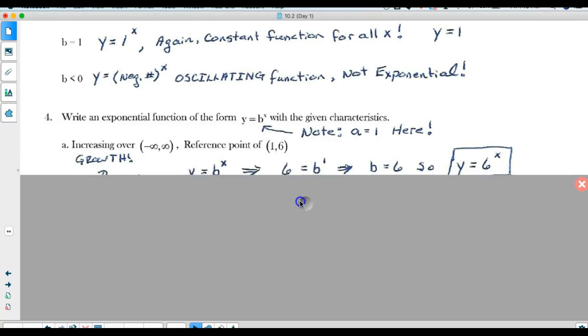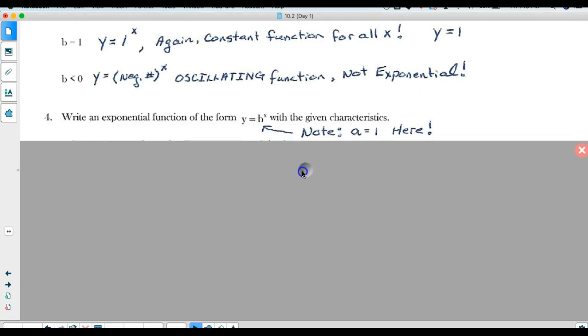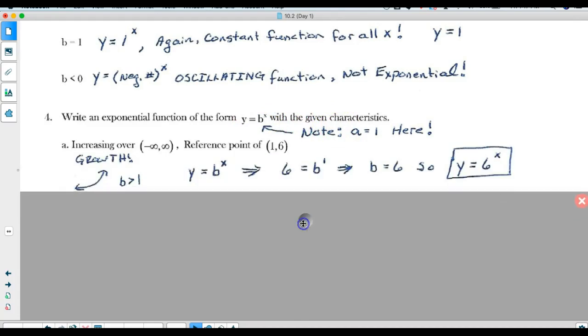And moving right along, write an exponential function. So we're just going to write 3 of these. And now I did put a note here. A is 1 for everything today. Y equals b to the x with the given characteristics. Well, here's my characteristics. Increasing from negative infinity to infinity. So that's left to right. That's all the way from the left all the way to the right. It's going to increase. Well, that means I have a growth, because it's going to look kind of something like that. And if it grows left to right, that means my b value has to be greater than 1.